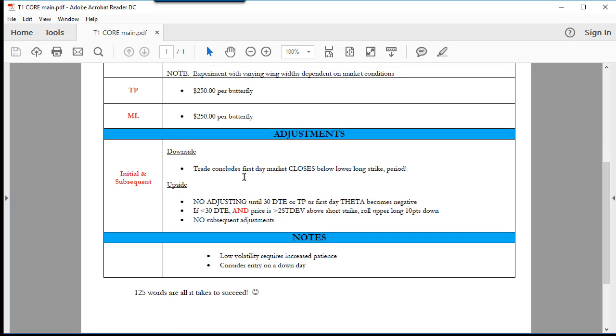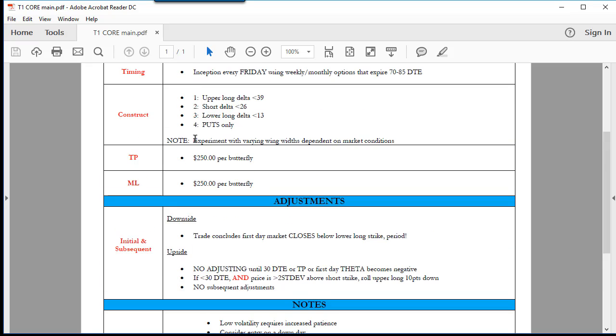I'm going to close this. If it's worthwhile, and you may find that, okay, I'm pretty uncomfortable having a 1-to-1 risk to reward. I want to lighten up my take profit to only 150 per butterfly, and I'm willing to let my maximum loss float higher to 300. Okay, that's going to be unique for every single one of us traders.